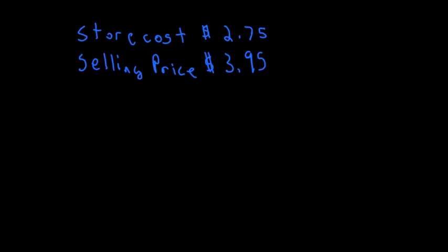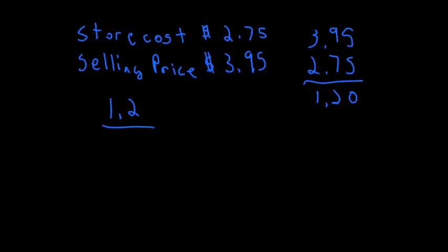Alright, so let's do one more. So the store cost for an item is $2.75, and they sell it for $3.95. So again, start with finding the difference. So that's $3.95 minus $2.75. 0, 2, 1, so that's $1.20. So that'd be 1.2 over 2 75/100ths.